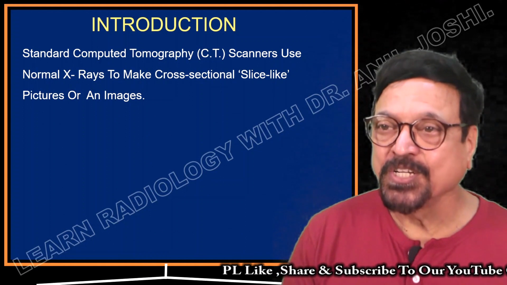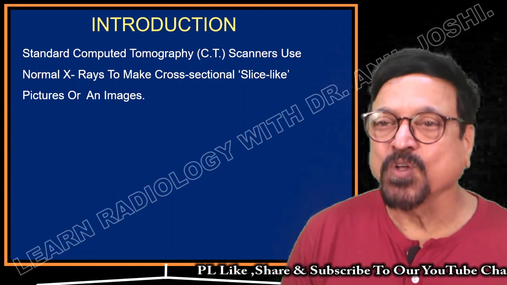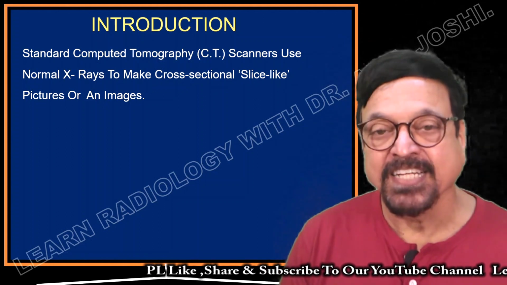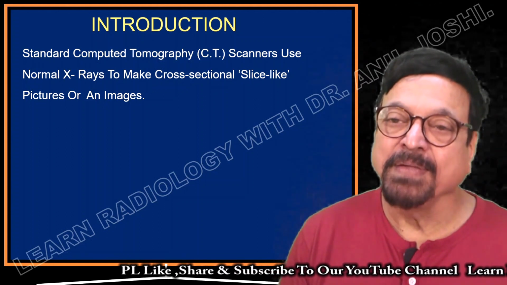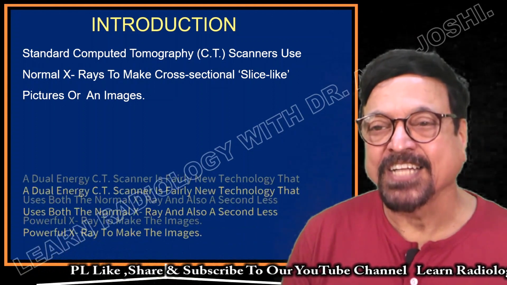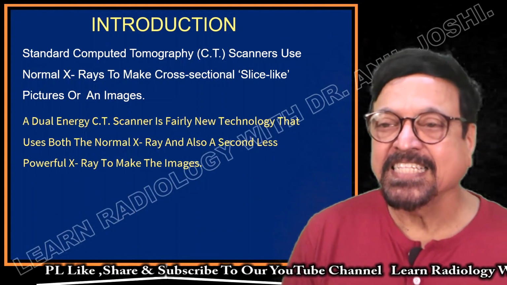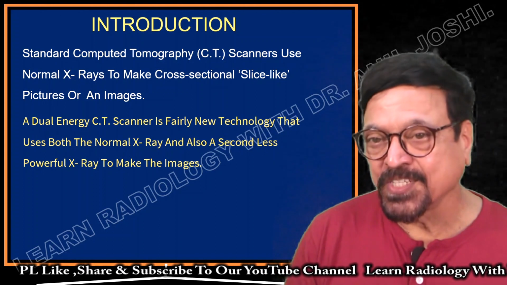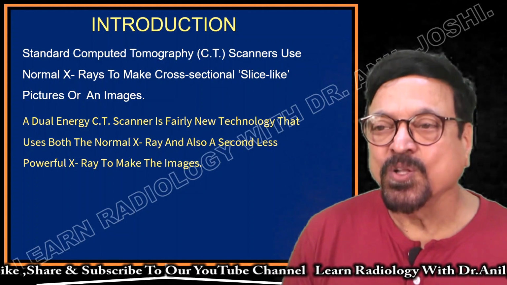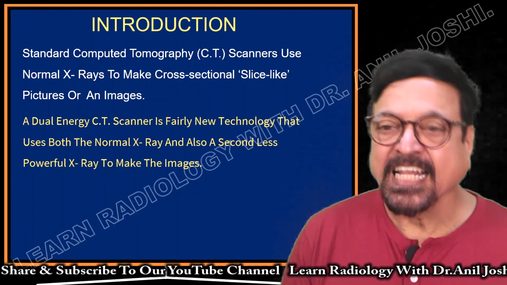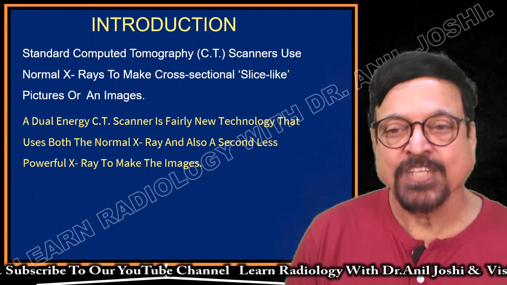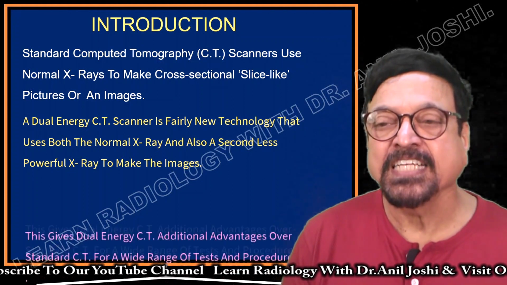Standard computerized tomography scanners use normal X-rays to make a cross-sectional slice-like picture or image. All the basics behind this in terms of physics we have seen in some different lectures. A dual energy CT scanner is fairly new technology that uses both the normal X-rays and also a second less powerful X-ray generating unit, that is a tube as well as a detector, to make the images in more detail.